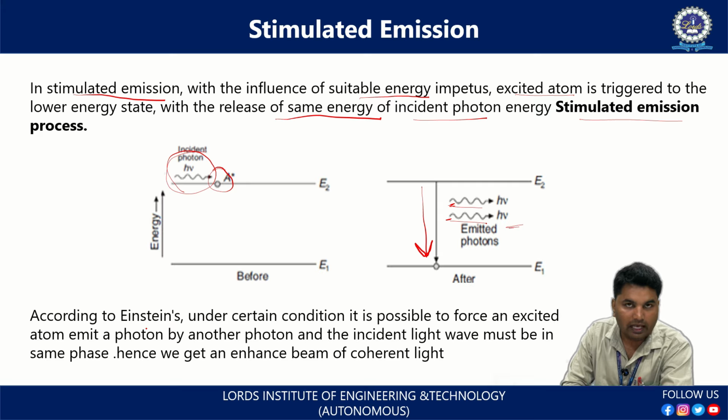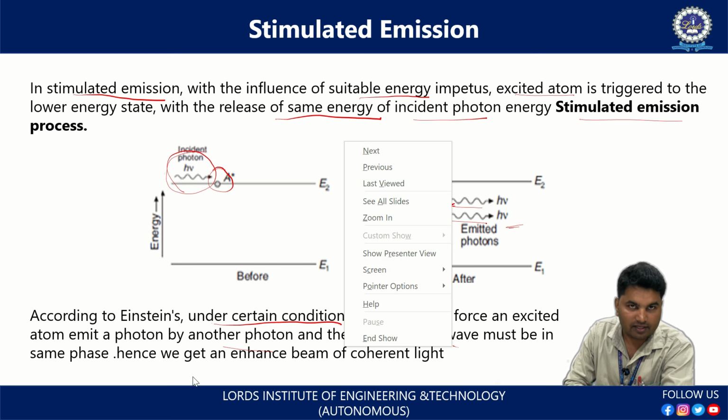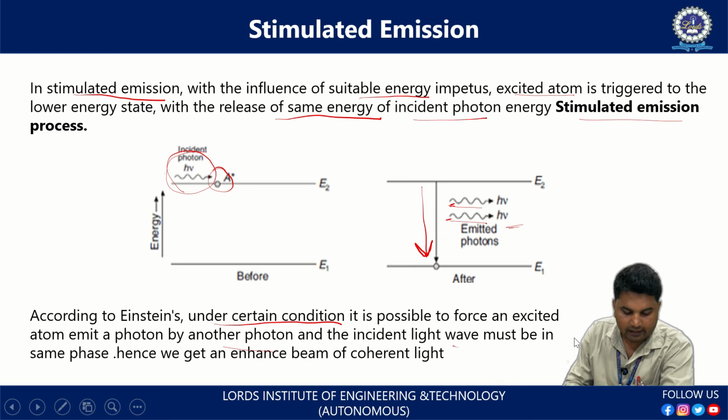According to Albert Einstein, under certain conditions, it is possible to force an excited atom to emit a photon by another photon, and the incident light wave must be in the same phase. Hence, we get an enhanced beam of coherent light.